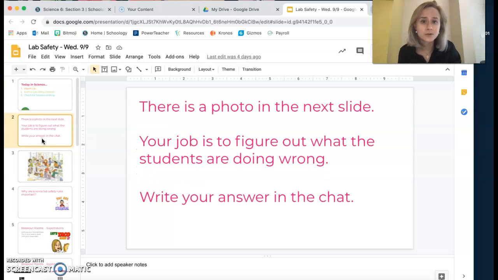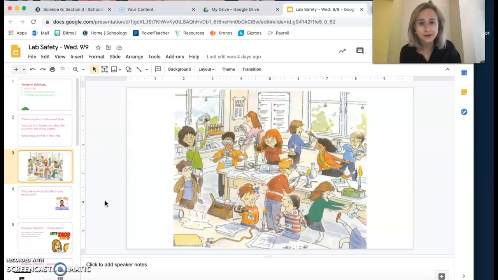So the first thing we're going to do is a warm-up. I'm going to show you a photo on the next slide. Your job is to figure out what the students are doing wrong. Write your answer in the chat. Here's the photo.